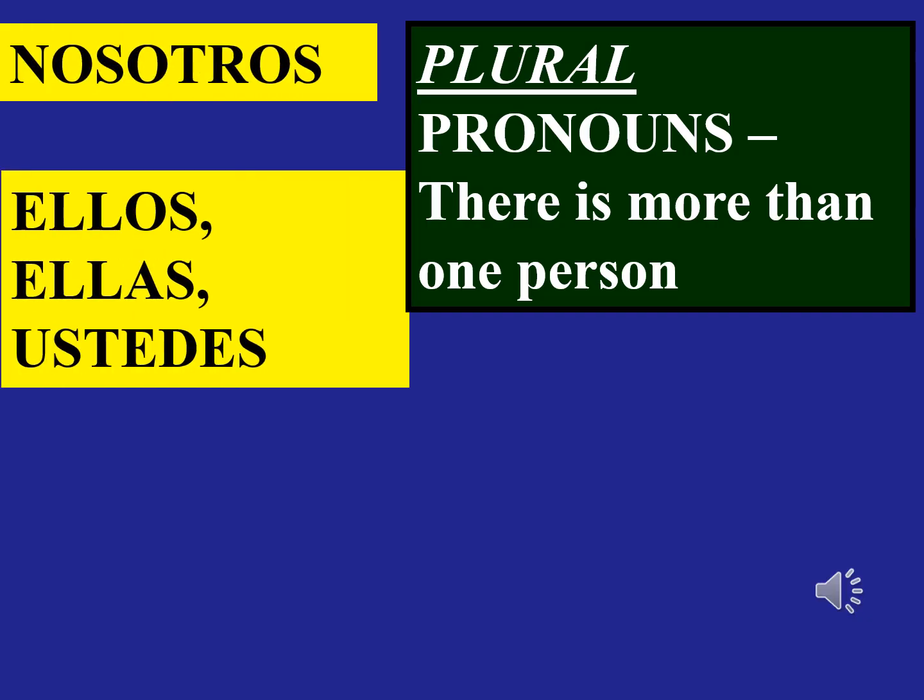After spending some time dealing with the singular pronouns, the yo, tú, él, ella, usted, now we're going to be going over to the plural side. We have nosotros, also nosotras if it's we, and we are all females. Nosotros if it's all males or males and females, and nosotras if it's all females, we. All of those mean we.